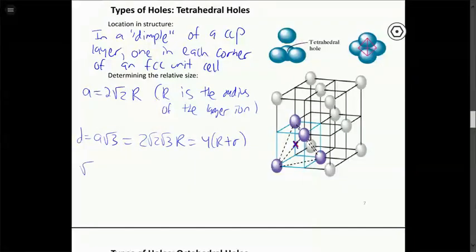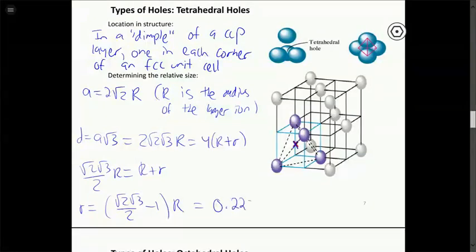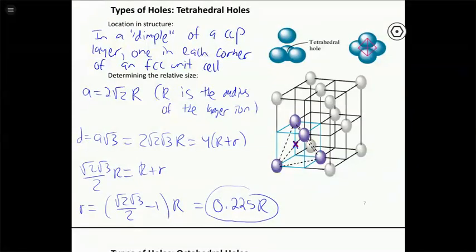We solve for this, and we get radical 3 over 2 times big R is equal to r plus R, so we divide both sides by 4. We solve for the small radius r, and that's going to be equal to radical 3 over 2 minus 1 times the larger radius, which is equal to 0.225 R. Alright, so the tetrahedral hole has a radius that's about 22% of the radius of the larger ions. We can fit a cation that's about that size in there. So that's the limiting size for a tetrahedral hole.